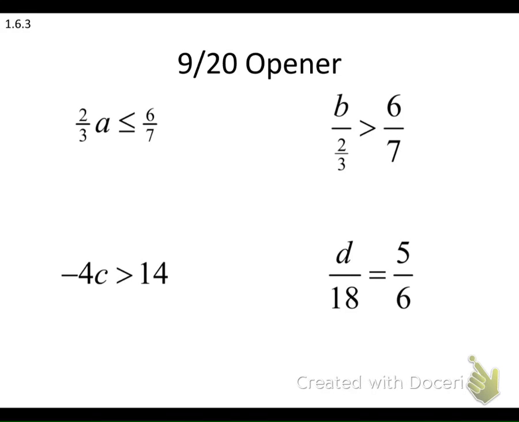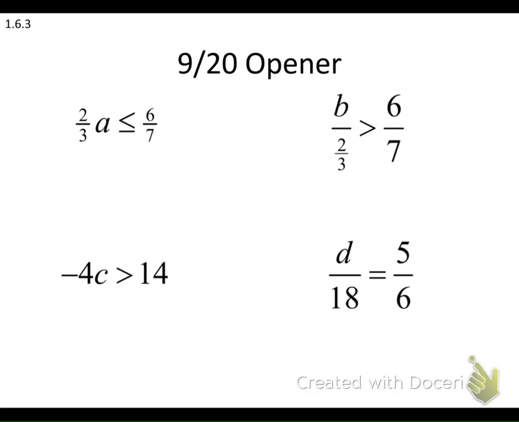So we're going to go ahead and get started here. A reminder, tomorrow is your test. Your test will pretty much resemble these types of problems and the triad review that you guys had completed for today. The first 3 questions on today's opener are solving one-step inequalities. The last question is going to be solving an equation or solving a proportion, however you prefer to solve it.